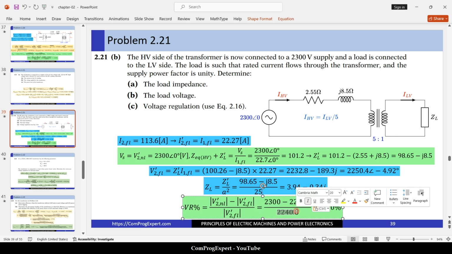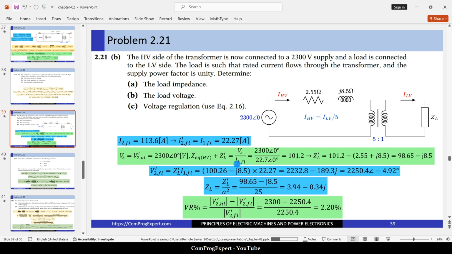Okay, so this is the correct number. Yes, just I considered a slightly different number for the I1 full load. And here is the correct calculation. You can redo the calculations and check the numbers for the problem 21. Because we know the value of the power factor, we can do these calculations. We don't have any information for the load. Okay, so let's go for the next problem.